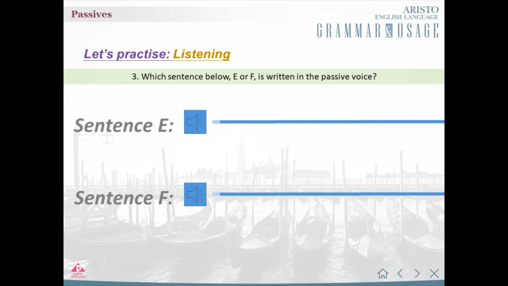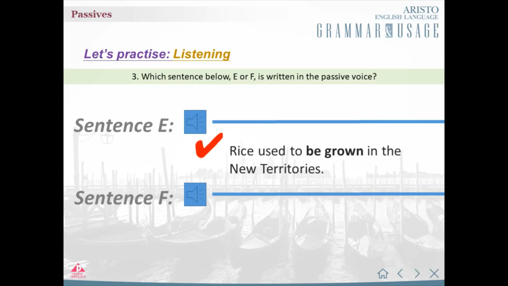Question 3. Which sentence below, E or F, is written in the passive voice? E. Rice used to be grown in the new territories. F. People used to grow rice in the new territories. The answer is sentence E. Rice used to be grown in the new territories.